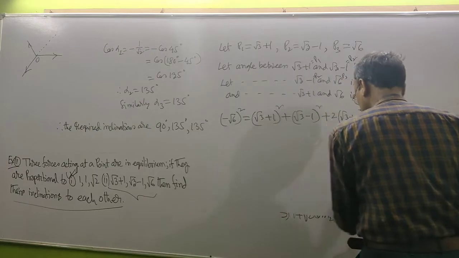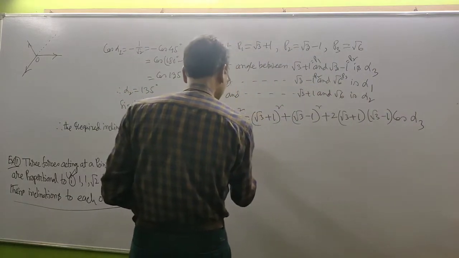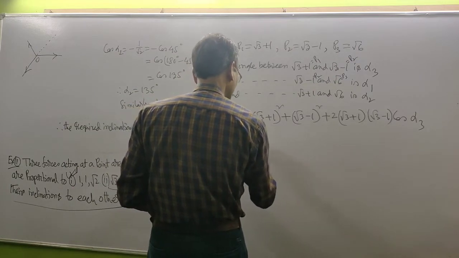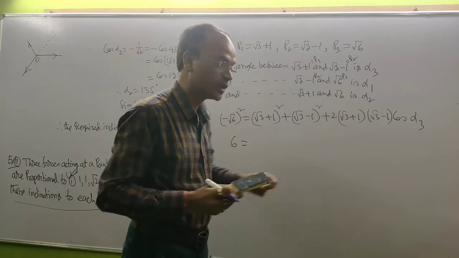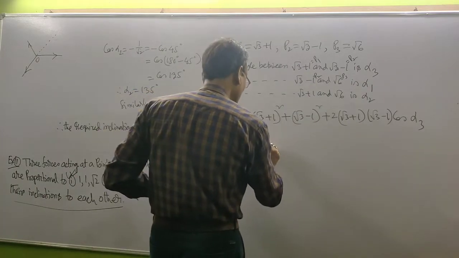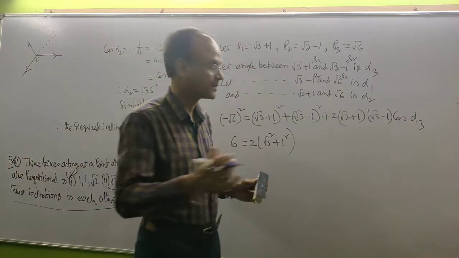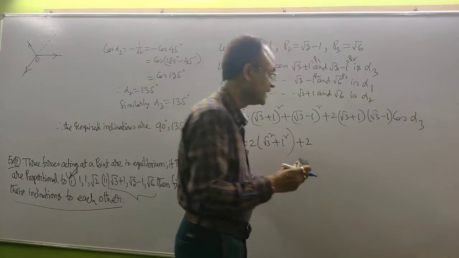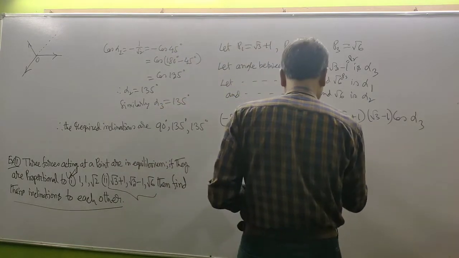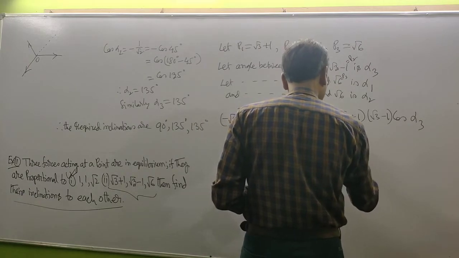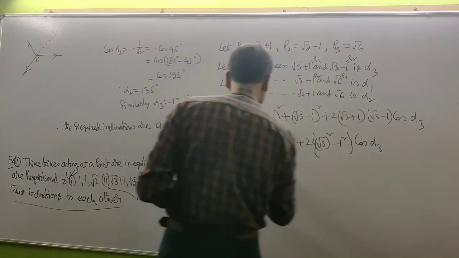The angle between this is alpha 3. And it should be equal to 6. It is of the form (a plus b) whole square plus (a minus b) whole square, that is 2 times (a square plus b square), 2 times ((root 3) square plus 1 square), plus 2 times (a plus b) into (a minus b), that is a square minus b square, into cos alpha 3.